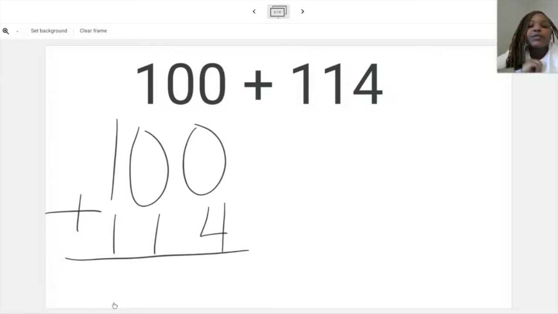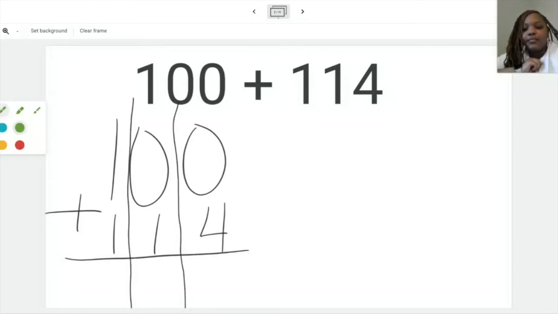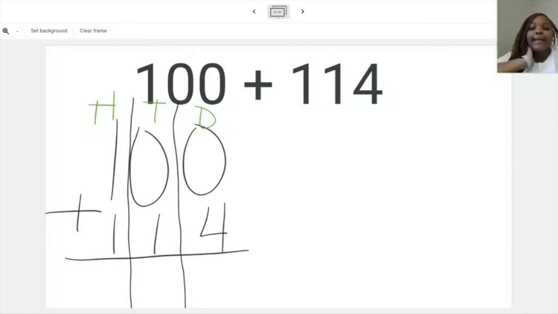And another thing I like to do, I like to put lines through to help me separate my ones, our tens, and our hundreds. Okay? Now, I'm going to look at my ones column. And in my ones column, I see I have 0 plus 4. What's 0 plus 4, everyone? Right, 4. So go ahead and write 4 right there in our ones spot.